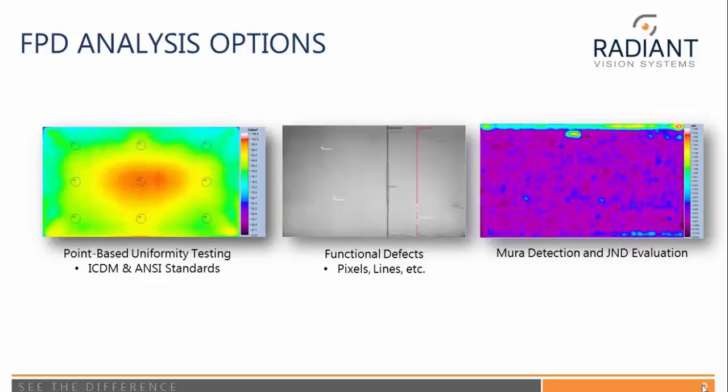We can also search for functional defects. So these are things for LCDs and flat panels like lines, electronic issues, or pixel defects. We classify these a little bit differently from Mura, which we'll get to in a little bit, but they're defects nonetheless. And finally, the main focus of our webinar is on Mura.